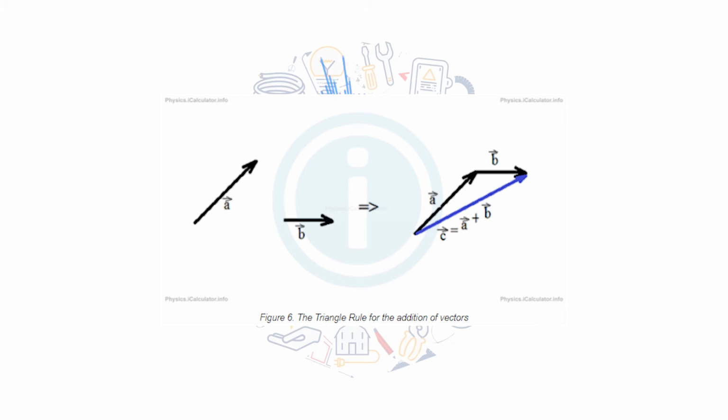If we are asked to draw the vector difference, D, of the two vectors A and B shown in the figure on screen, we simply revert the second vector B, and then apply the addition rules based on the algebraic law of subtraction.